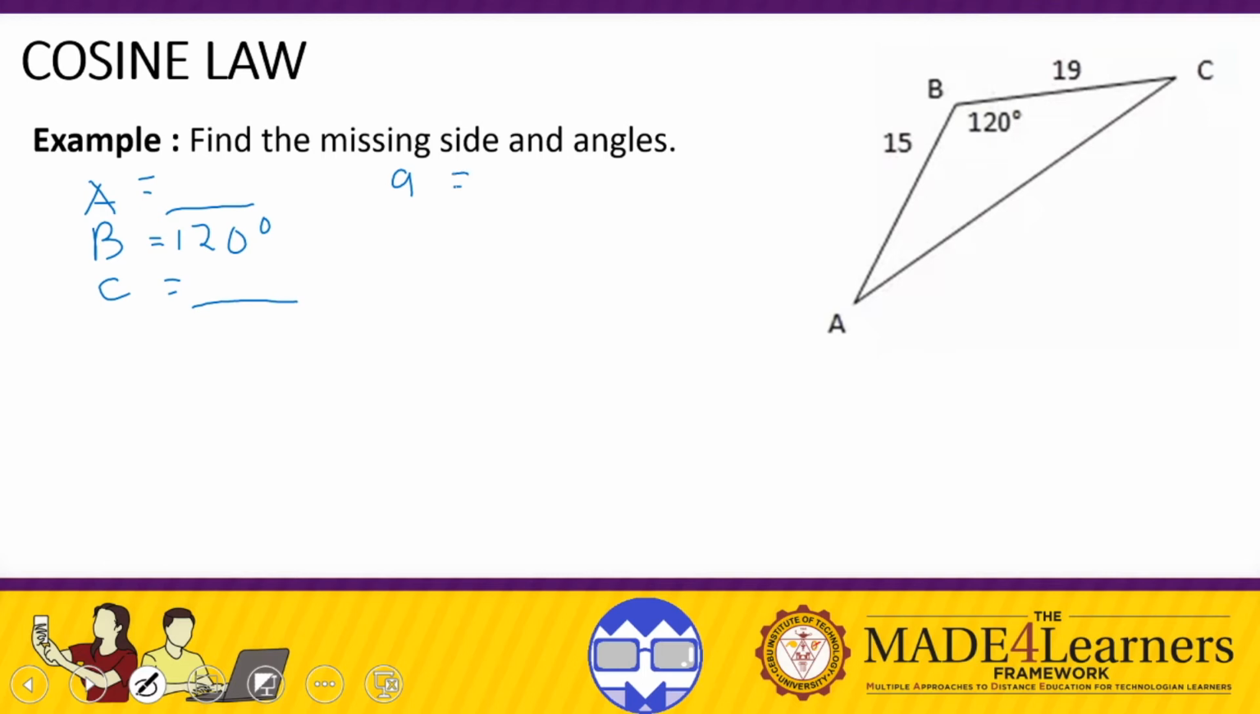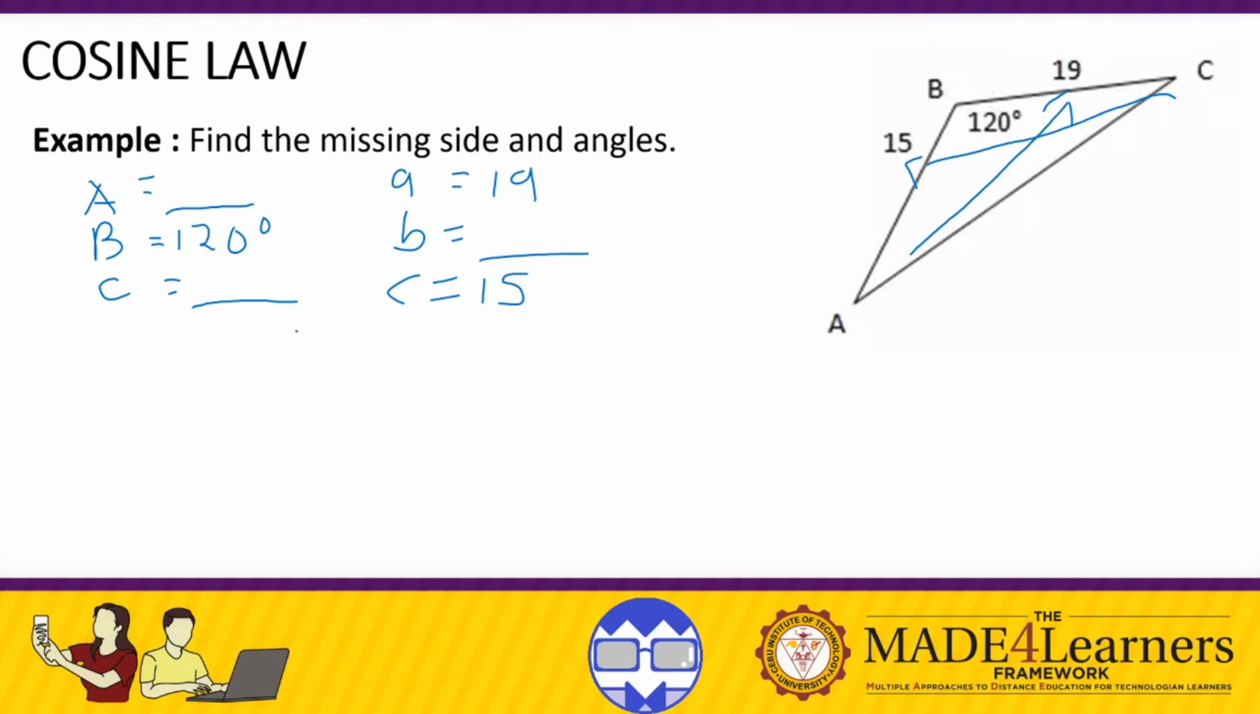We have side A, which is opposite of angle A, which is 19. Then side B is unknown. And we have side C, which is opposite of angle C, which is 15. Try to observe the given. Our given does not contain any pairings of an angle and a side. If this happens, we're going to use cosine law.